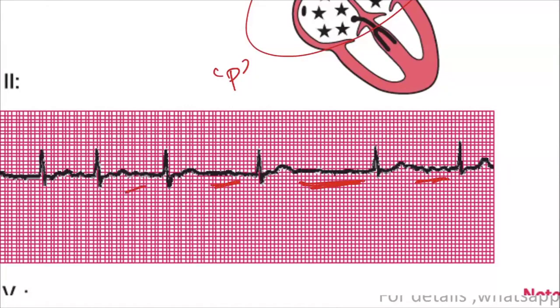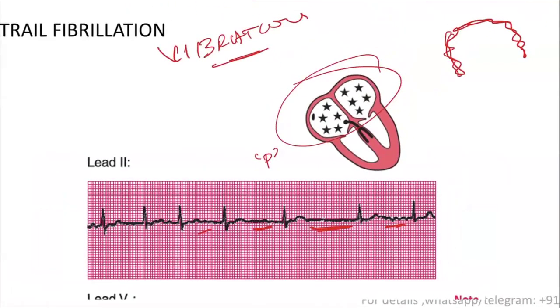This is irregular. This irregularity, what you are seeing, is because of multiple P waves. The morphology of those P waves is very bizarre, where we cannot appreciate and frankly tell that it is a P wave at all, because it is arising from the atrial muscles, from different fibers of the atrial muscles.